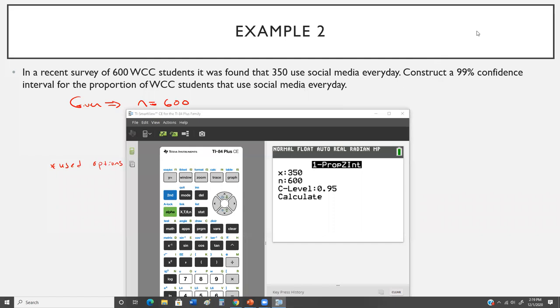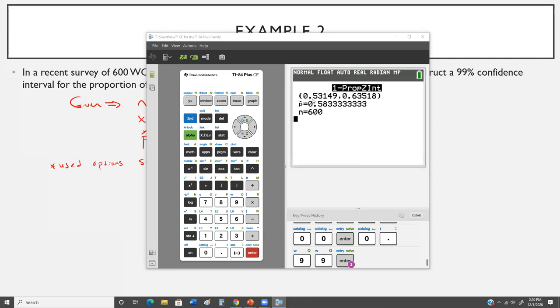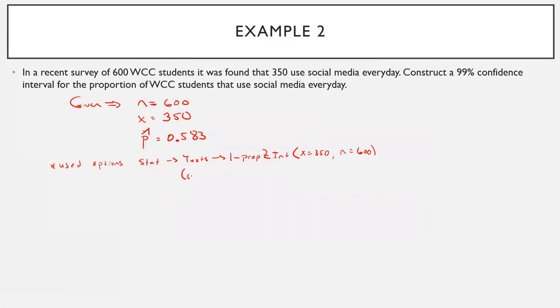Be careful here. I did a 99% confidence interval, so notice it defaults to 95. You just have to make sure to change it correctly. You should see something that looks like this. How many people got this? Good. Let's go to three decimal places. The confidence interval is 0.531 to 0.635. That's it. I only asked you to construct it in this one.